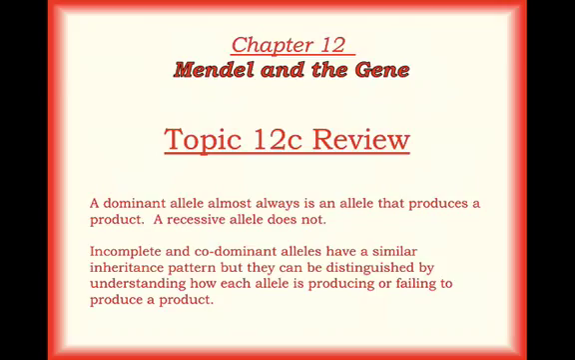To review, a dominant allele almost always is an allele that produces a product. A recessive allele does not. Incomplete and codominant alleles have a similar inheritance pattern, but they can be distinguished by understanding how each allele is producing or failing to produce a product.